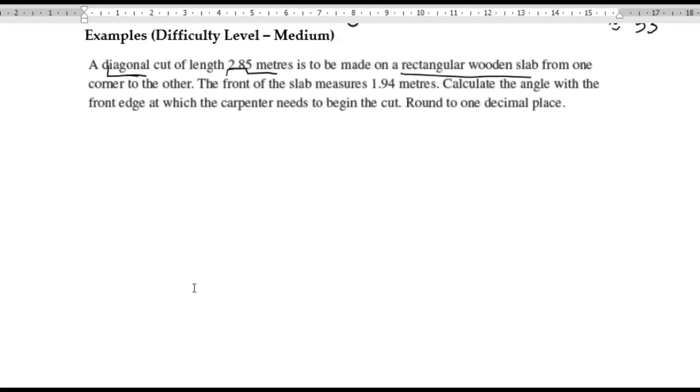The front of the slab measures 1.94 meters. Calculate the angle. So the front of the slab measures 1.94 meters. They want us to find an angle with the front edge at which the carpenter needs to begin the cut. So let's draw a diagram.